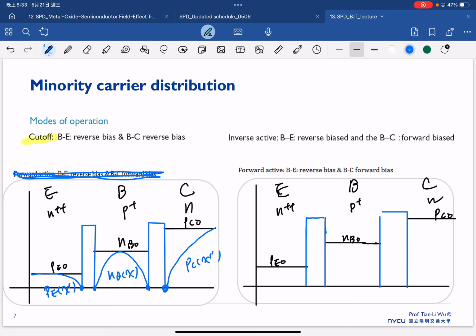So therefore, right now the inverse active is BE reverse and BC forward. So for the BC forward, we follow the same one we plotted for the forward bias. So we start from here and have the decrease from this one. To have a better visualization, I think it's better I put this a little bit lower.